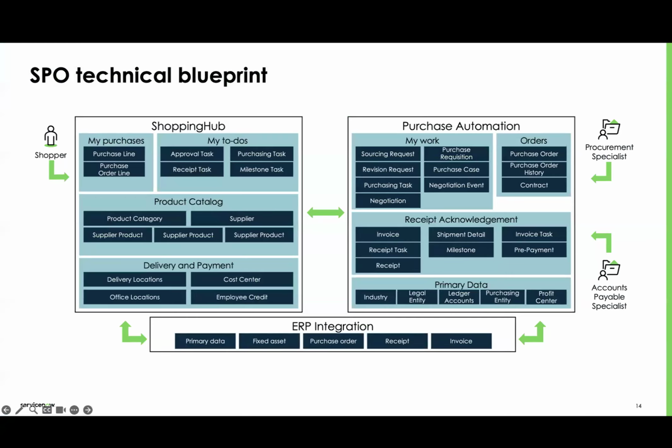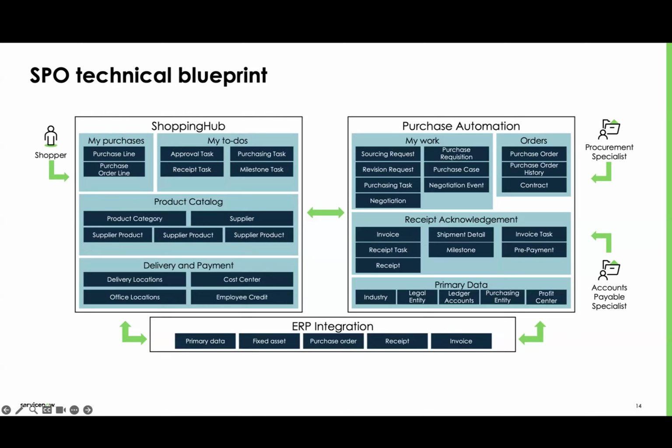So visualization on SPO, one of the key parts is the shopping hub, which is a front-end portal experience, which contains core architecture and data elements such as products are displayed by category and supplier. Shoppers can choose to deliver based on office locations or create a new one. Payments can be split by cost centers. Shoppers can have tasks and they can confirm milestones, receipts, etc.